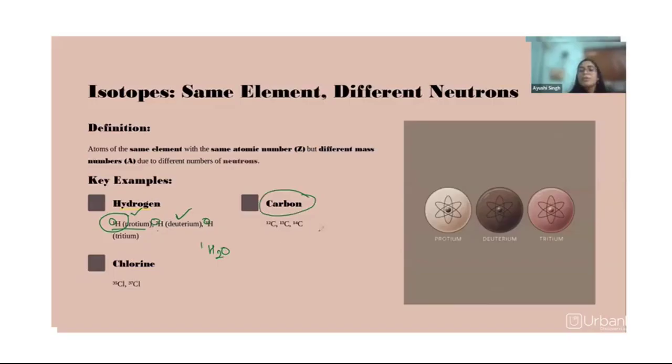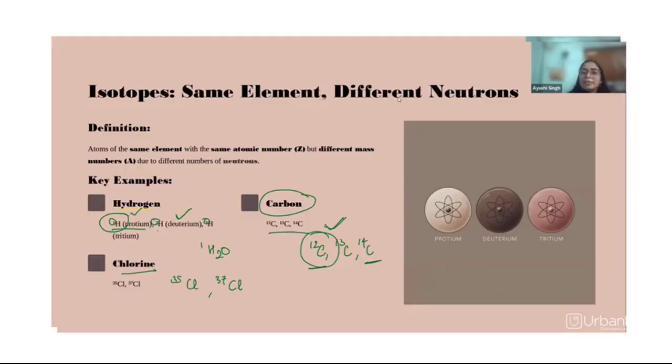Then carbon also. Carbon 12 is used to calculate and compare the masses of different elements relatively. C13 and C14 also exist. These are the common ones, and the most common is C12, seen in all organic compounds. Chlorine also exists in 2 different masses: 35 and 37. So these are the isotopes.